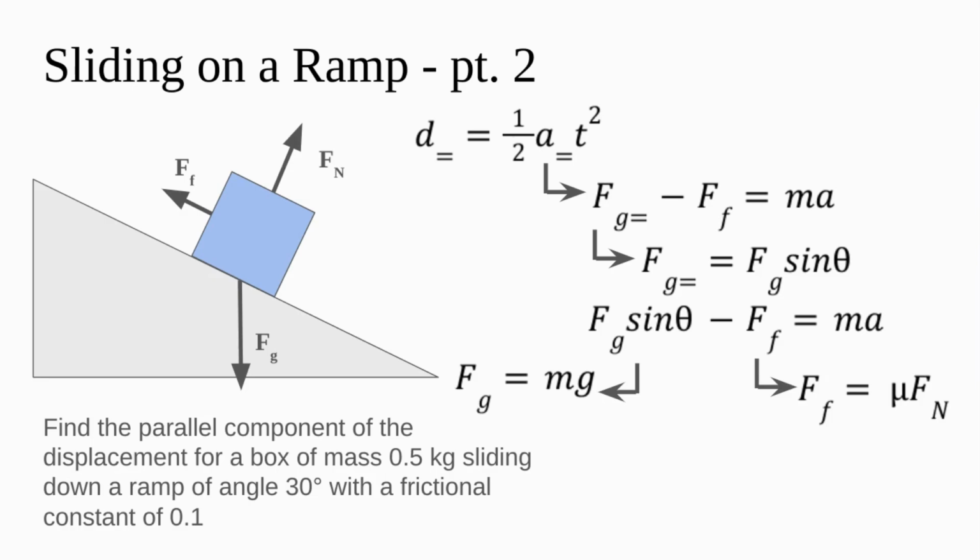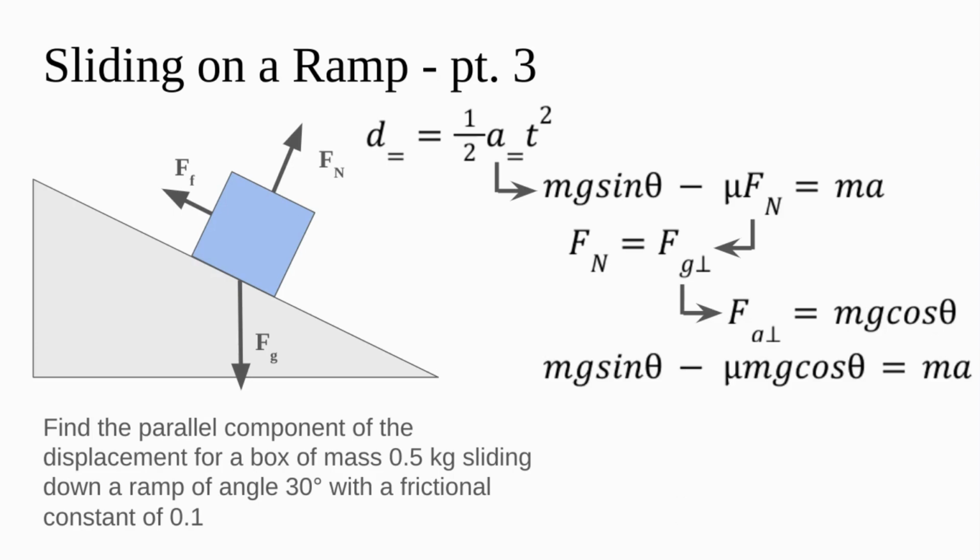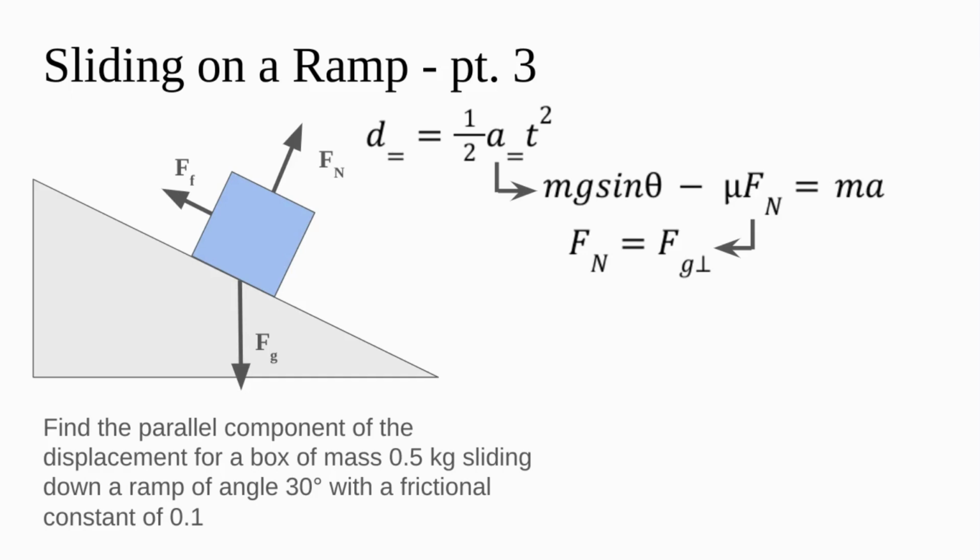We have Fg is equal to mg, and the force of friction is equal to mu Fn. And then we have mg sine theta minus mu Fn is equal to ma. Once again, just rewriting what we had for part 3 here. And then next what we can do is we can just go ahead and substitute out Fn to be equal to Fg perpendicular, which once again, Fg perpendicular is equal to mg cosine theta. I just went ahead and skipped the step of substituting out Fg there because we've already seen that happen before. There's no point in repeating it.